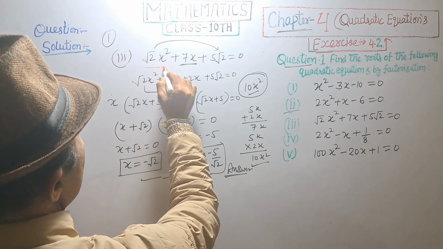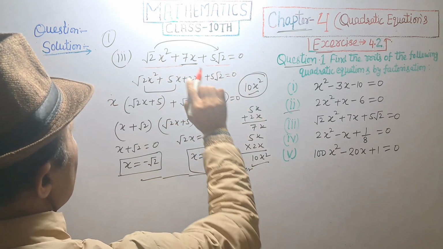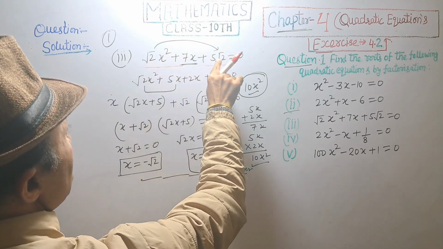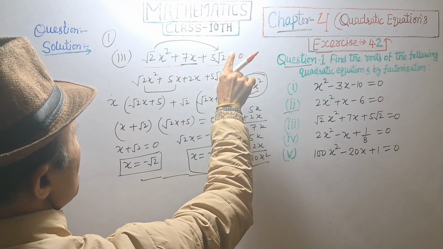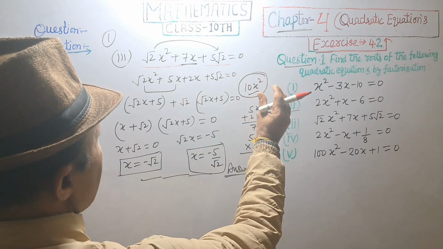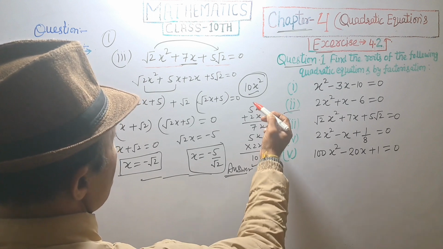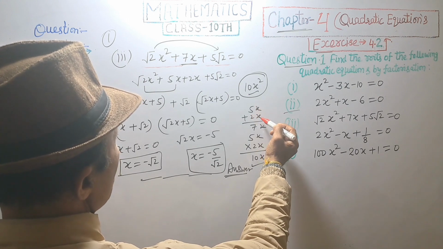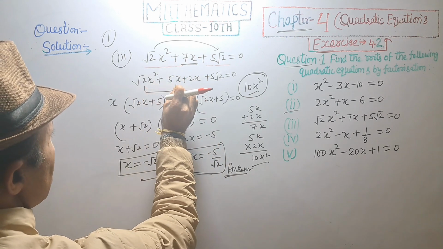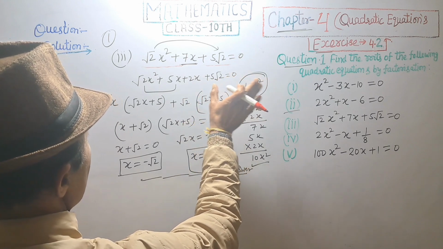Given √2x² + 7x + 5√2 = 0, the product of first and last is √2 multiplied by √2 is 2, 2 fives are 10, so 10x². The product of two numbers is 10x², that is 5x into 2x, and the sum of 5x and 2x is equal to 7x. So √2x² + 5x + 2x + 5√2 = 0.